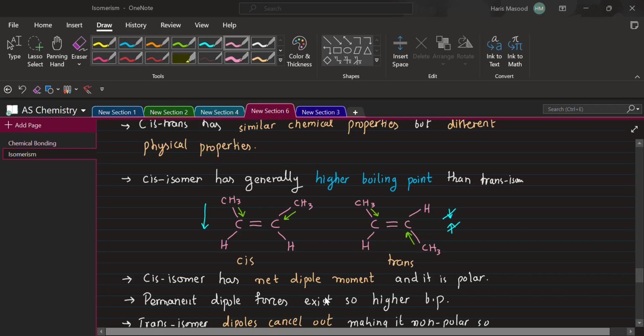Okay, so the cis isomer has generally higher boiling point than the trans isomer. What is the reason? The reason lies in the forces. We have not studied chemical bonding, but I think you have studied it by yourself that there is one force that we call permanent dipole force. Remember? Permanent dipole forces.